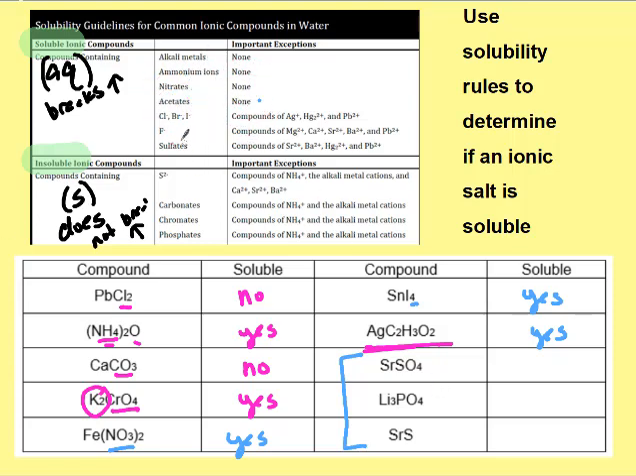So sulfate. Sulfates are soluble unless it's with one of these. Strontium is one of those, so that would be no, not soluble. Next, we can say phosphates are insoluble unless it's with one of these. But lithium is an alkali metal, so that would be a yes, it is soluble. And then the last one, sulfides are going to be insoluble unless it's with ammonium, an alkali metal, or one of these alkaline earth. It is one of those, so yes, that would be soluble.